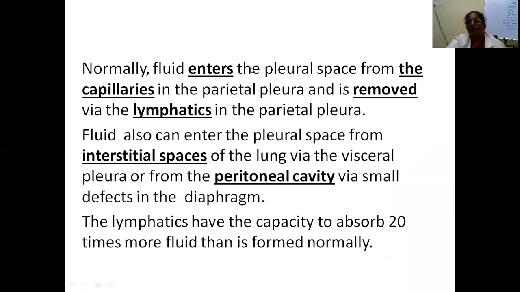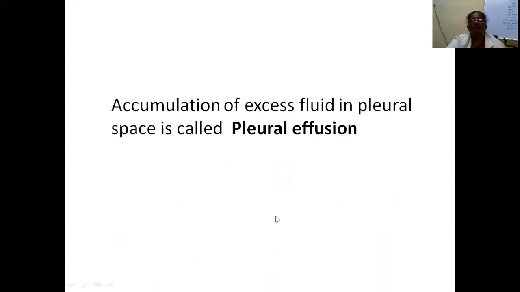Fluid in the pleural space comes from capillaries in the parietal pleura and is removed by lymphatics in the parietal pleura. Sometimes interstitial fluid also may seep through the visceral pleura into the pleural space, and some amount of peritoneal fluid also may go into the pleural cavity through defects in the diaphragm. Whatever the way of entry into the pleura, the lymphatics will remove all the fluid that is entering the pleural cavity. The capacity of absorption of the lymphatics is about 20 times the normal fluid formation.